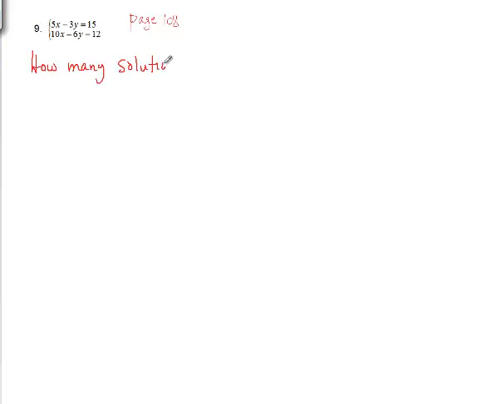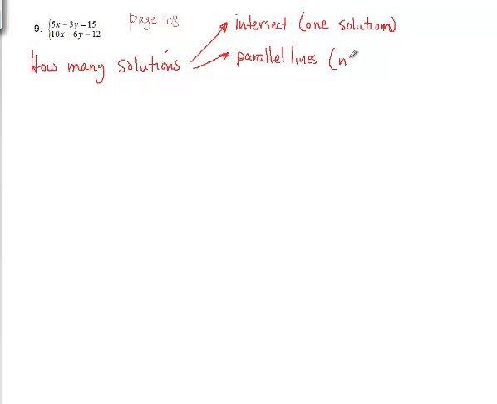Now, there's only three choices with how many solutions. When we graph two lines, they either intersect at one point, choice 1, meaning one solution. Or they don't intersect at all. There's no points of intersection, which means they are parallel lines. Therefore, there's no solutions.